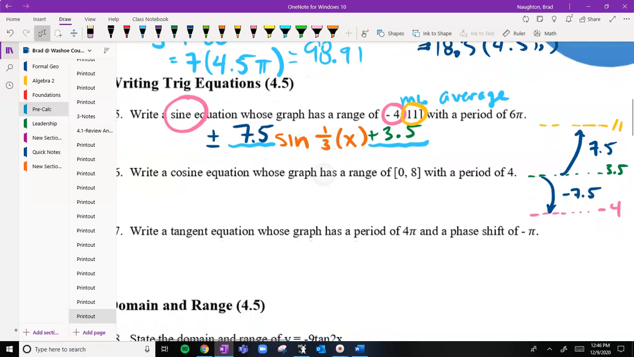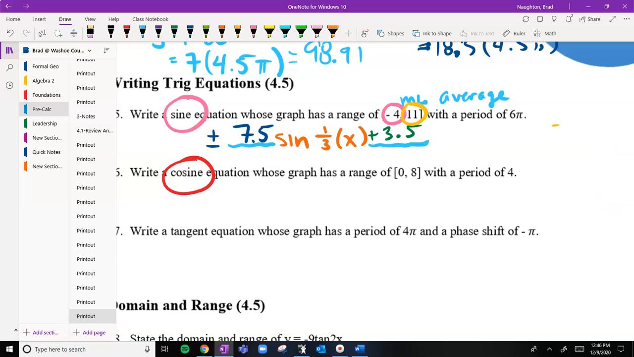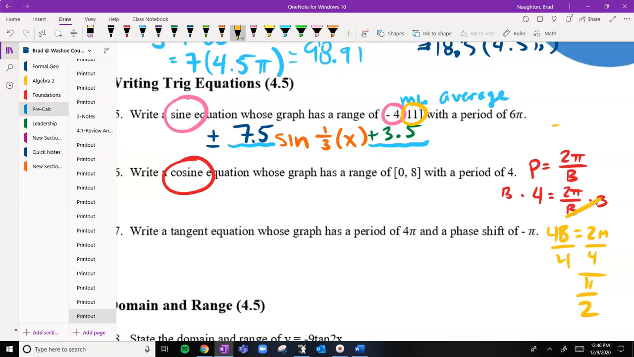Alrighty. So we're going to do the same sort of idea with our cosine graph here, except we have a period of 4. So let's erase that information. So period is going to be 2 pi for our cosine. So 4 is equal to 2 pi over b. So I'm going to multiply both sides by b. That will cross out. So I got 4b is equal to 2 pi. Divide both sides by 4. And so we're going to get pi over 2 when I reduce.